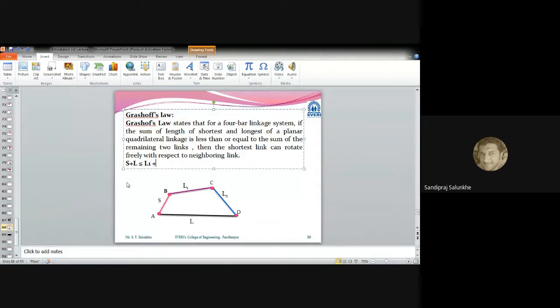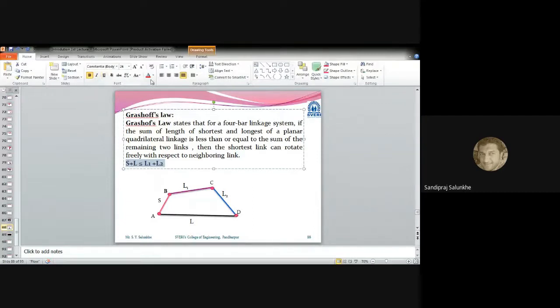plus L2. So if this is achieved, then and only then is it possible to have complete rotation of the shortest link, that is the AB link. Then this AB link will rotate. Otherwise, if this law doesn't get fulfilled, there will still be motion, no doubt, because we have calculated that the degree of freedom for this 4 link and 4 turning joints is equal to 1.